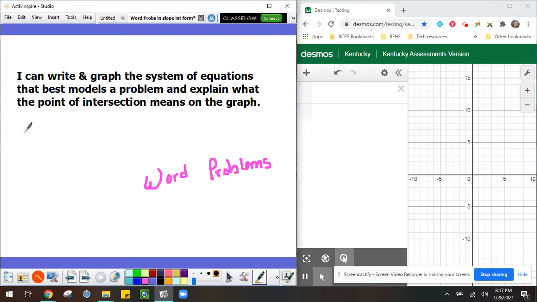Your target today is that you can write and graph a system of equations that best models a problem and explain what the point of intersection means on the graph. Please write that in your notebook as well as today's date, and maybe note to yourself that what you're putting in your notebook is coming from word problems.